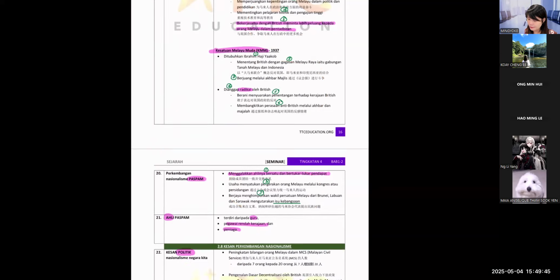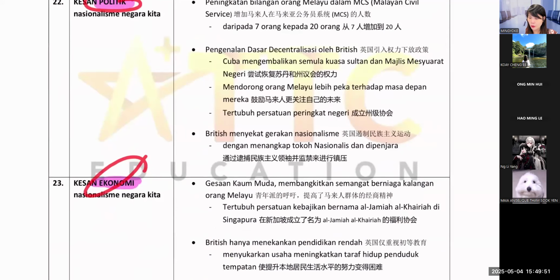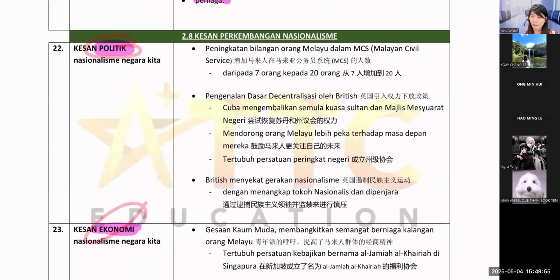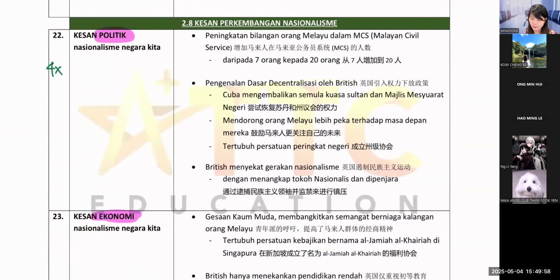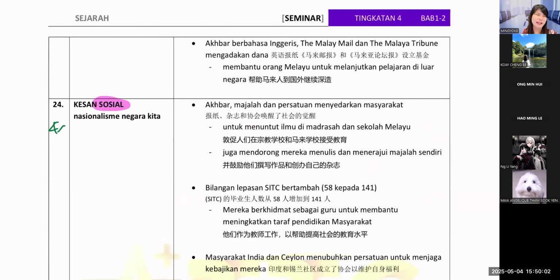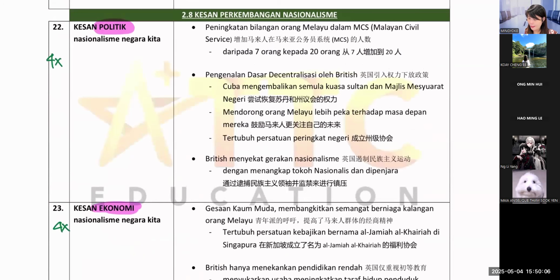Okay. Now, Kesan. Guys, you need to go through Kesan: politik, economy, social, okay? Maximum only 4, 4, 4. Not that maximum is minimum. So you at least remember an example, the first one: number of Malay in MCS increases from 7 to 20.